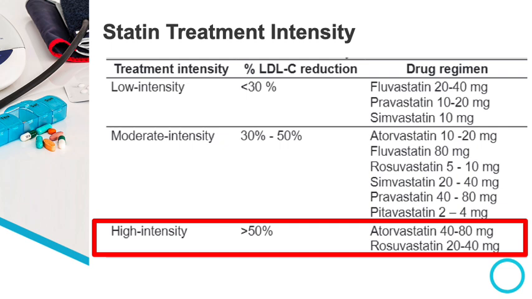It means that if you give this kind and dose of statin, there will be a corresponding more than 50% reduction in LDL cholesterol. Whereas for moderate-intensity statin therapy, there is a 30 to 50% LDL-C reduction using the following drugs and their corresponding doses. Whereas low-intensity statin therapy results in less than 30% LDL reduction using the following drugs and their corresponding doses.